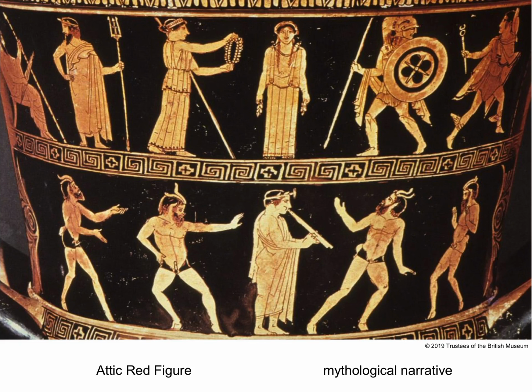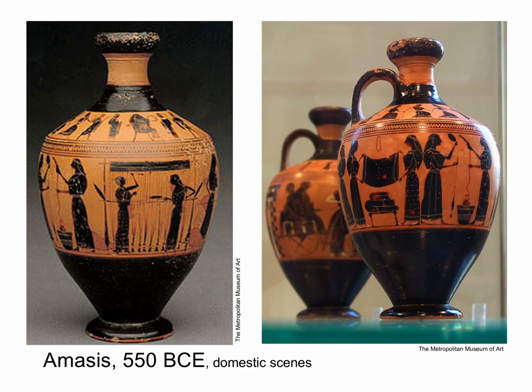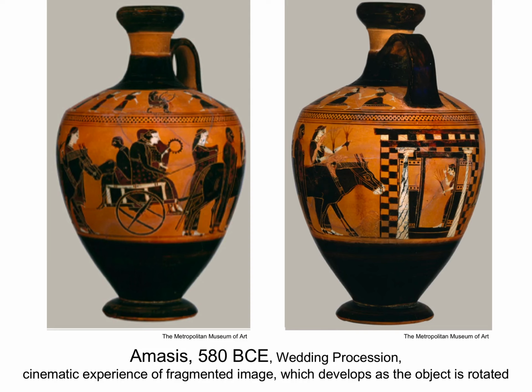There are also domestic scenes, and like we've seen before by Amasis, weaving and cloth making scenes, scenes of daily life, scenes related to weddings and all kinds of events in the life of people. But what I want to stress here is how those objects are experienced by the way the image is inserted within the form, and how the relationship between form and image creates a very specific experience, like in the case of this vase, a cinematic experience of fragmented image which develops as the object is rotated in space or as you move around it.